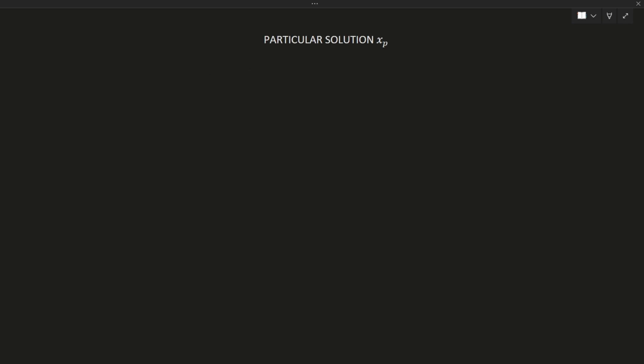Alright, so the main part of this chapter is your particular solution. You're going to get two cases. Either there's no damping or underdamped. For your particular solution, your steady state, you're never going to get a critically damped or, sorry, overdamped, because then there's no vibration and you just don't need to worry about it.